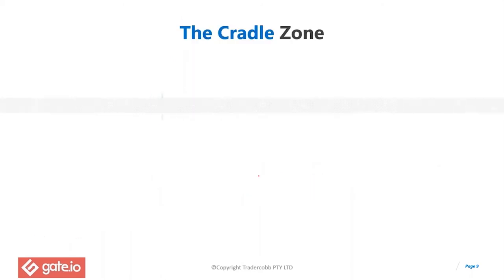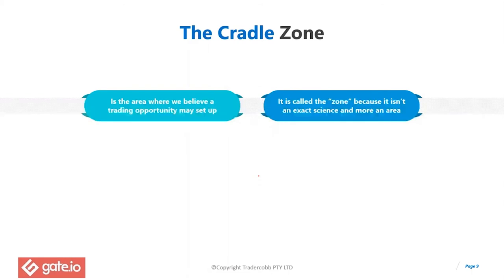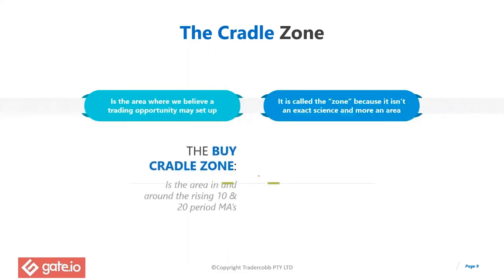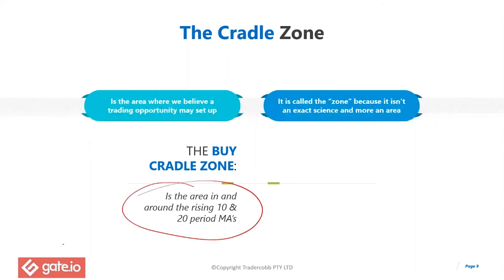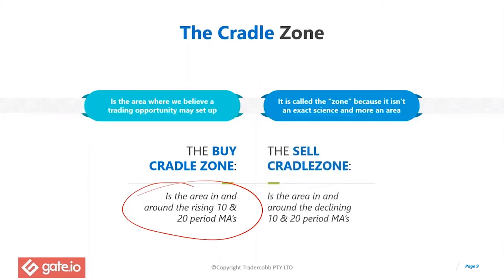And how we use them is for our Cradle Zone, which is the makeup of this entire trading strategy. We have a buy zone. And again, if you didn't take your screenshots in the last event, please do this time. It's the area in and around the rising 10 and 20 period, okay? That's going to make a lot more sense when I visualize that for you and we go through a number of examples. The sell Cradle Zone is the area in and around the 20-period moving average when they're declining, when they're headed south, when there's a downtrend.